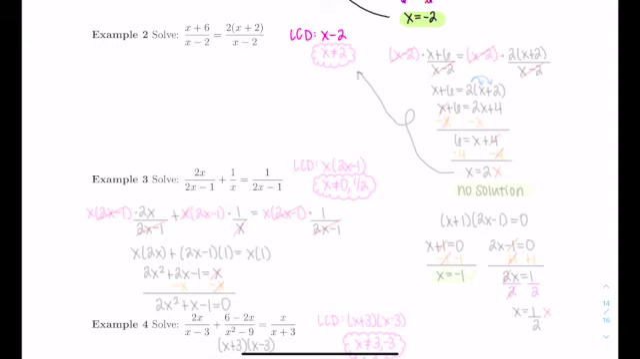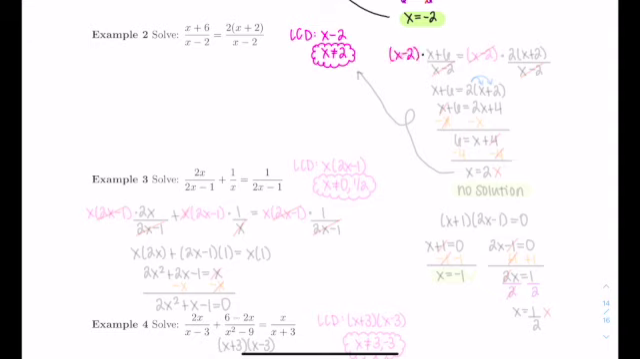The next step is to see what value of x would cause x minus 2 to be 0. So if I set it to 0 really quick, I would end up with x equals 2, and that would be the value that I am not allowed to have. And so I'm going to multiply both sides by x minus 2.